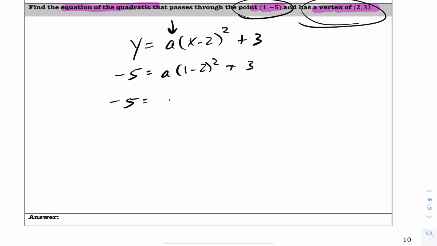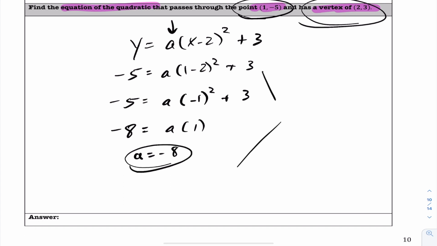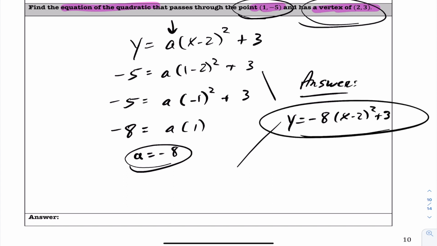And in which case here, we get negative 1 quantity squared plus 3. Subtracting, you get negative 8 is a times 1, so I get a is negative 8. So putting this all together, the quadratic that they're looking for is going to be y equals negative 8, x minus 2 squared plus 3. And now we have a quadratic in vertex form, and that's passed through point 1, negative 5, and has the vertex of 2 and 3. All right, let's try another.